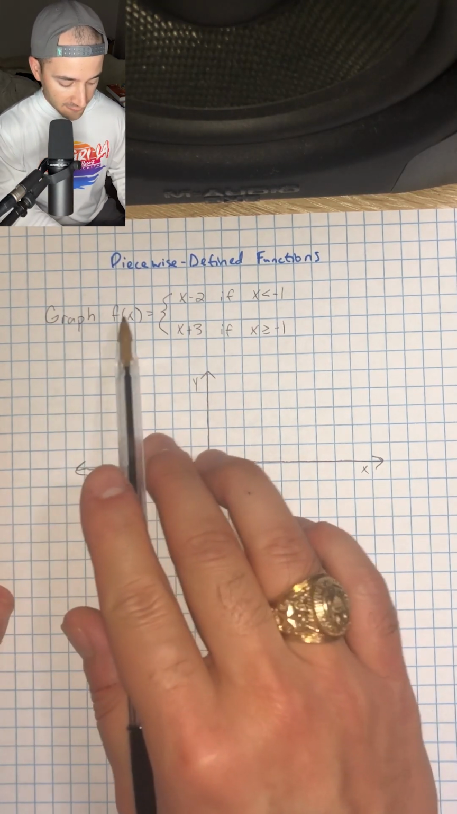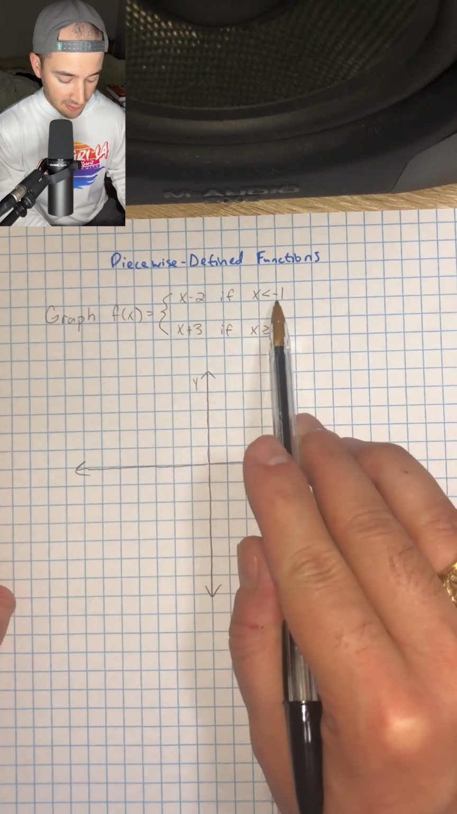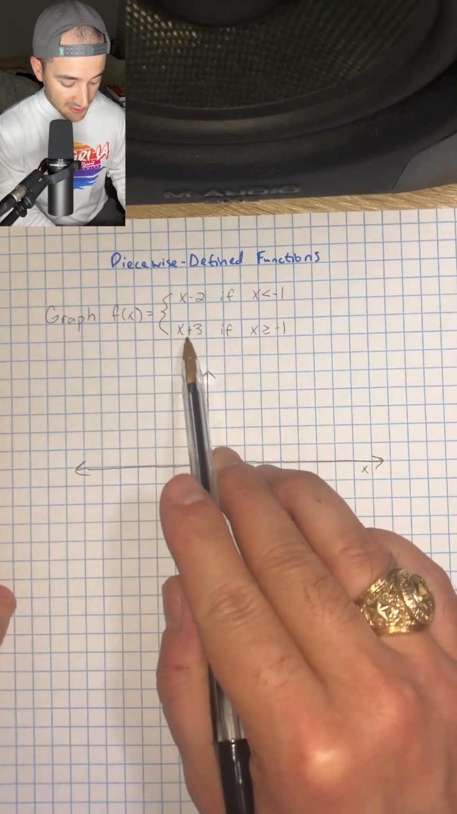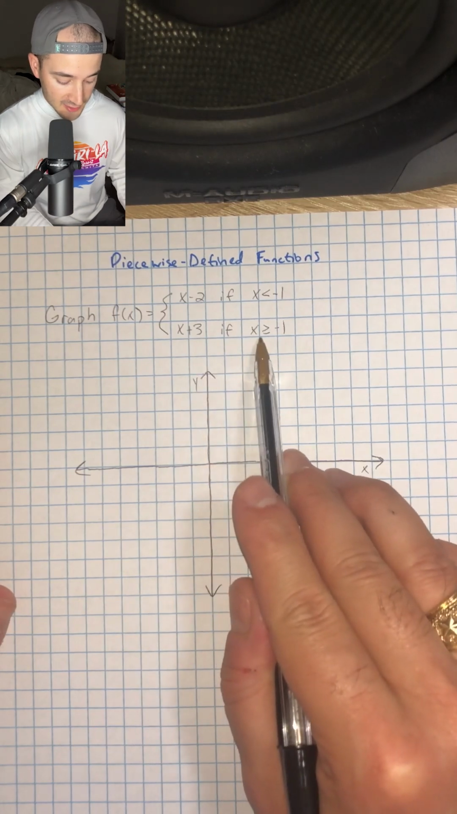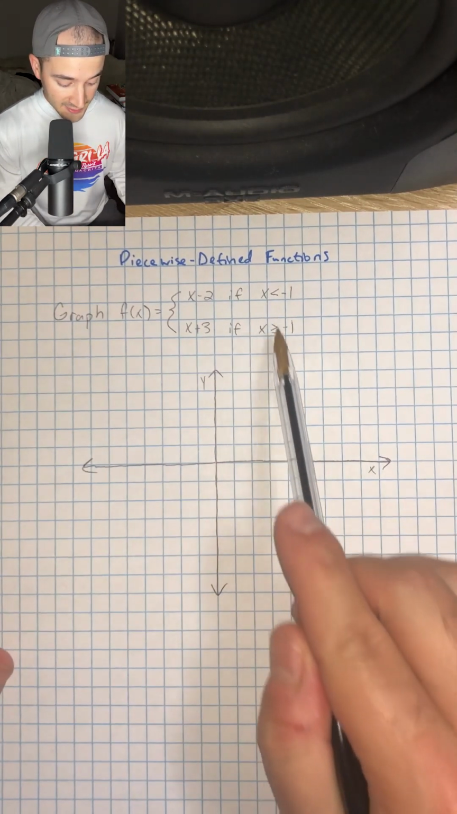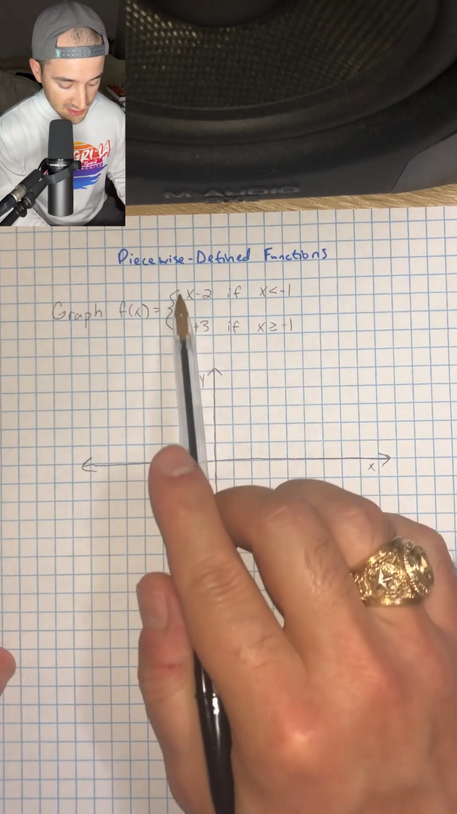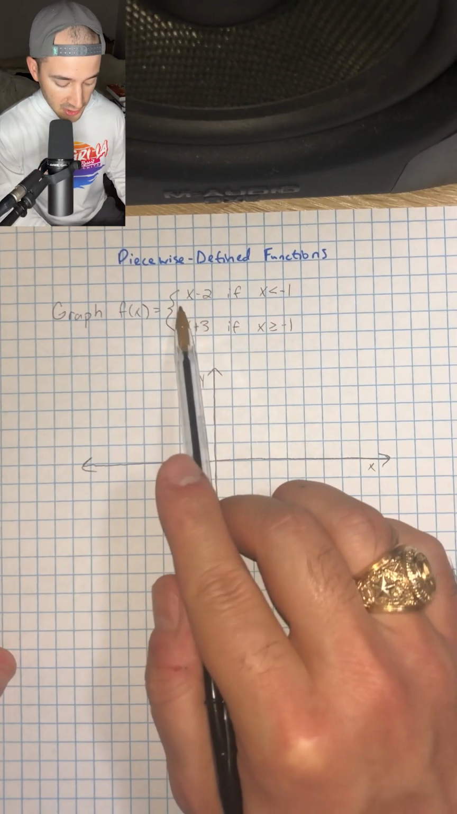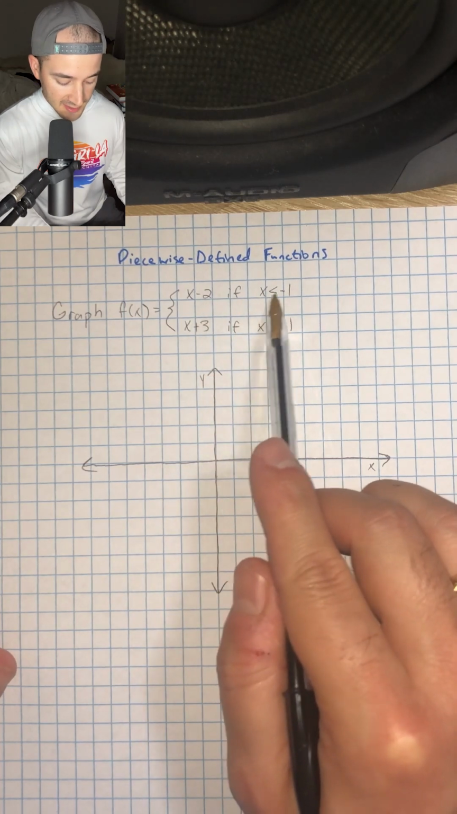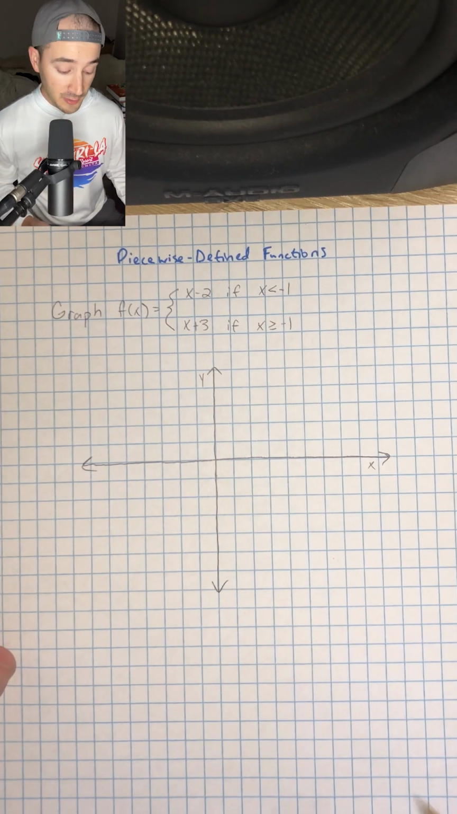So graph f of x equals x minus 2 if x is less than negative 1, and x plus 3 if x is greater than or equal to negative 1. Okay, so depending on the x value, we use a different function. So let's start with the top function. So we use it if x is less than negative 1. So let's just plug in a few x values so that we can get some points on our graph, and then we're going to go from there.